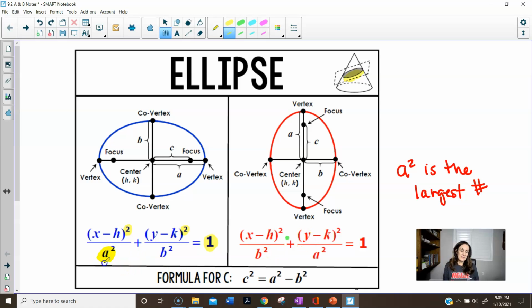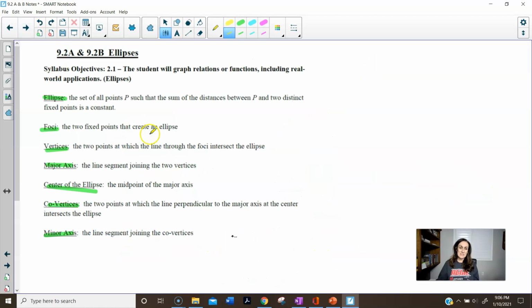So the only difference is a squared comes first here when you get a stretch along the x-axis. And a squared is here underneath the y's when you get a stretch along the y-axis. Now, by the way, how do you know which of these is the a squared? A squared is always the largest number. So let's look at this in more detail.